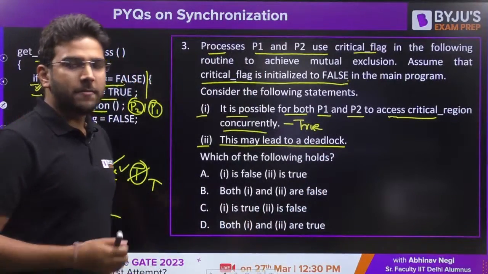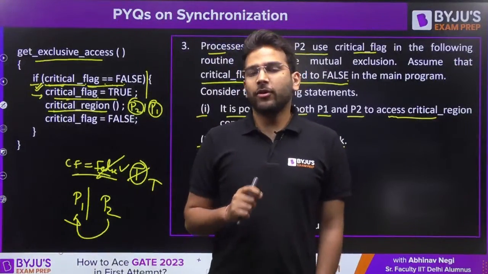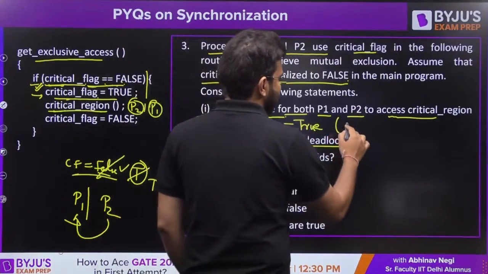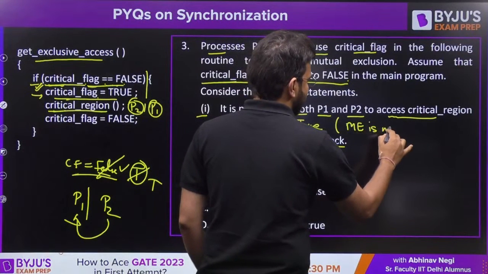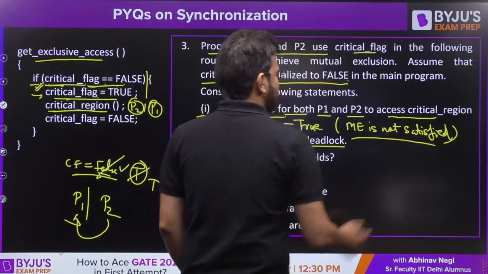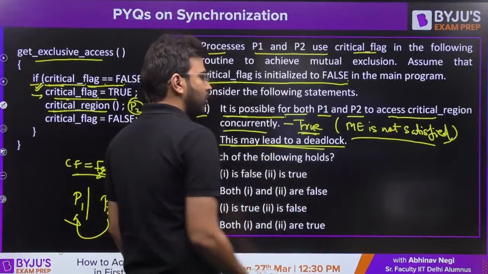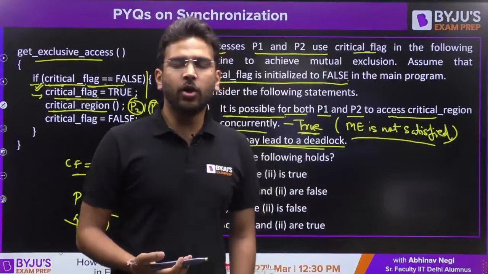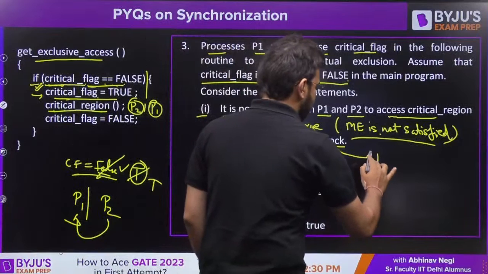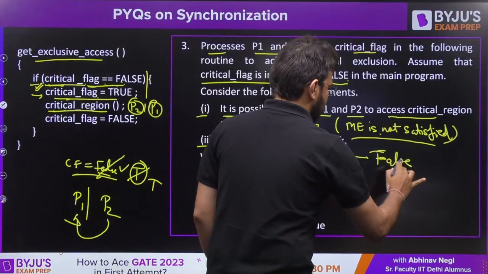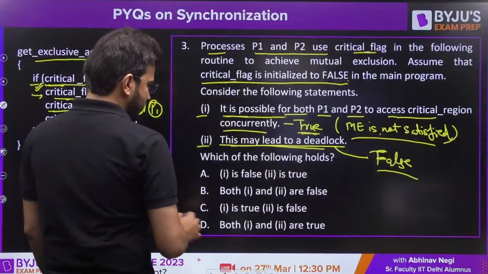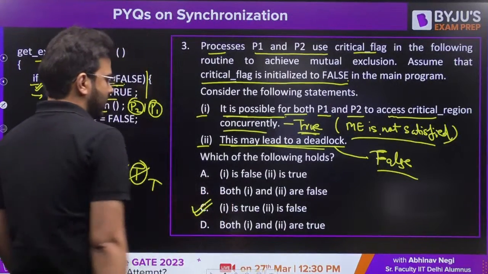Now we know that one of the conditions for deadlock is mutual exclusion, correct? This statement is indirectly saying that mutual exclusion is not satisfied. So if mutual exclusion is not satisfied, can we have a deadlock? No, because if you dissatisfy one of the conditions of deadlock, then you cannot have deadlock. So this is going to become false. Statement 1 is true and statement 2 is false, so accordingly option C is the correct answer here.